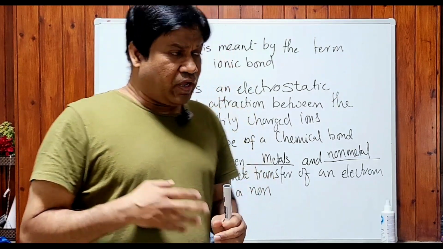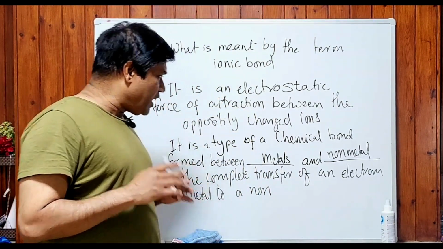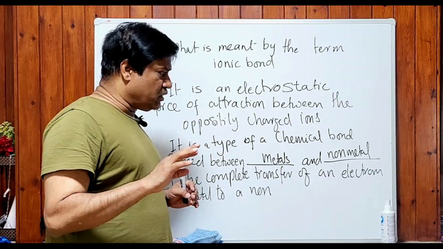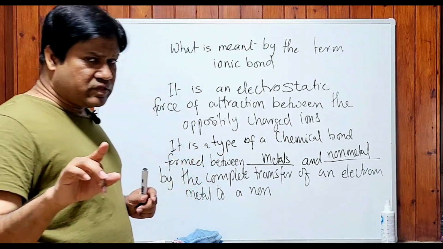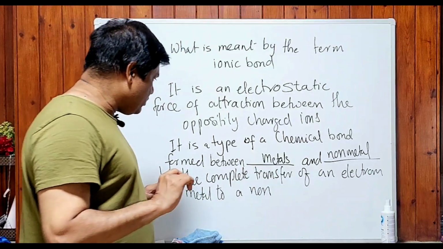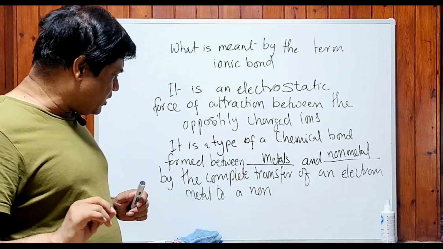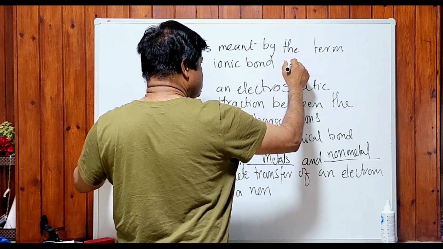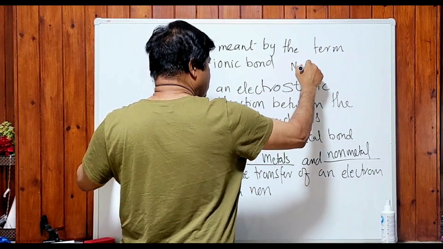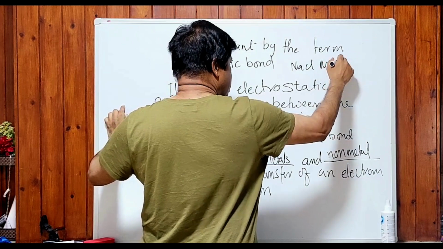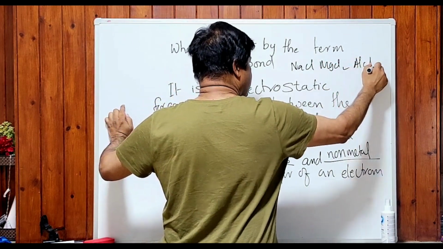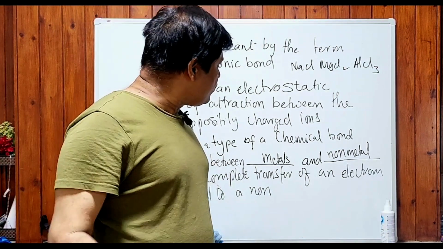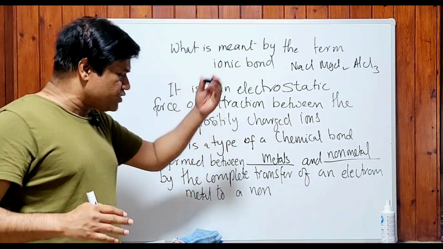In the examination, I have seen one question, I think it's an AQA question from a past paper. The question is like: NaCl, MgCl2, and AlCl3. Which one is more ionic? So in my next video, we will focus on these types of questions.